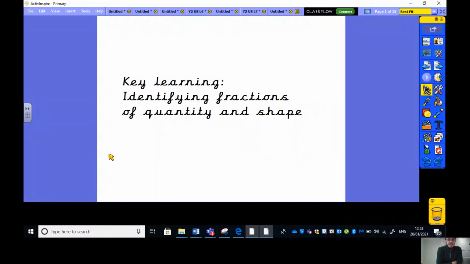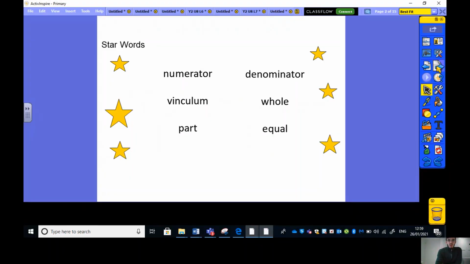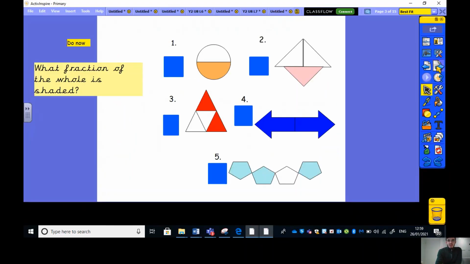Today we're going to be identifying fractions of quantity and shape. You've already started doing that when you did your questions. What is 1/4 of 8? 1/3 of 9? When you identify fractions of quantity. And with shape, it's looking at that shape and going, 2/3 has been shaded. 2/4 has been shaded. Let's recap our identifying fractions of shape with our do now.